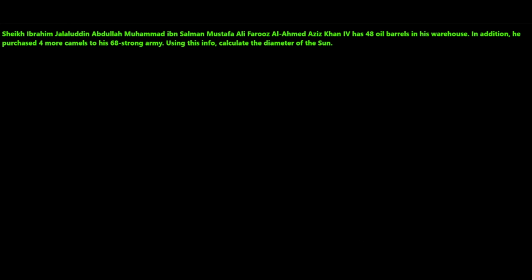Now, I've been meeting with a lot of people. They've been confused with this. So, in this video, I decided to show you how to do this question. So, what do we know? We know that the Sheikh has 48 oil barrels in his warehouse. And we know that he has 68 camels. Now, the Sheikh has also bought 4 more camels.